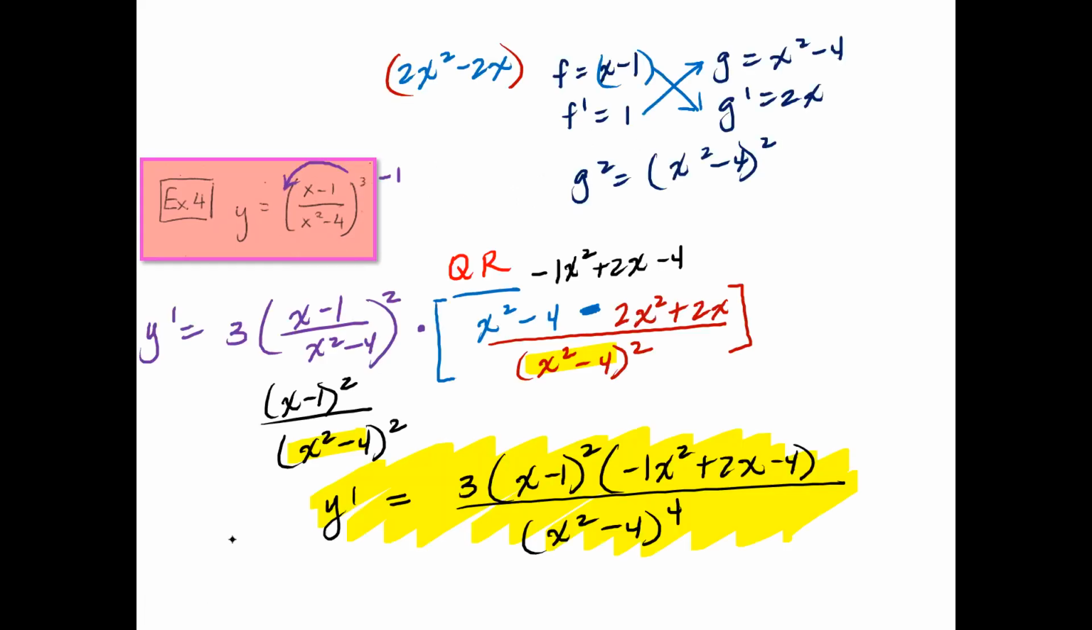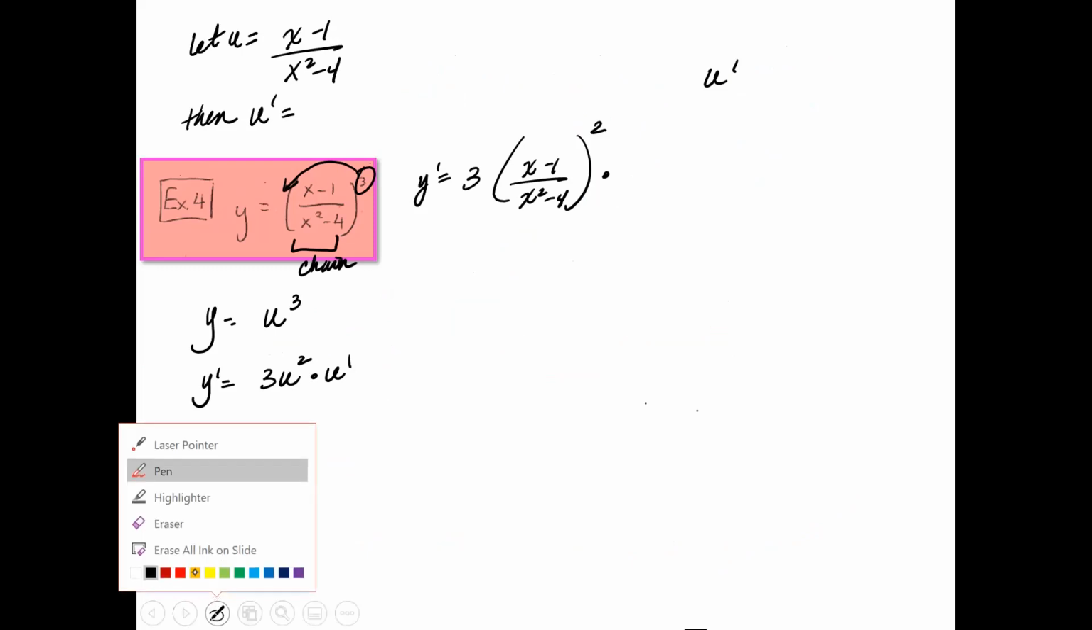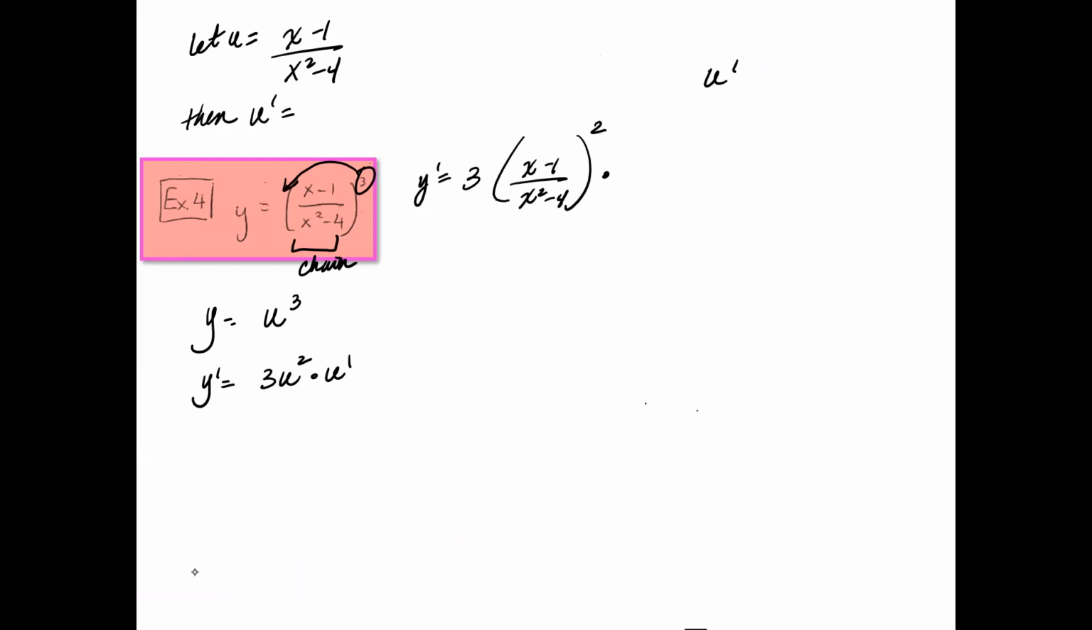So a lot of times, like I said, people get a little bit confused with all of these writings. So if it makes you feel better, you could say y is equal to u to the 3rd power. Y prime is equal to 3u squared times u prime. So then you got to say, let u be x minus 1 over x squared minus 4. Then u prime equals, and this is where you will have to do the quotient rule. So you will say f is equal to x minus 1, f prime equals 1. G is equal to x squared minus 4, g prime is equal to 2x.